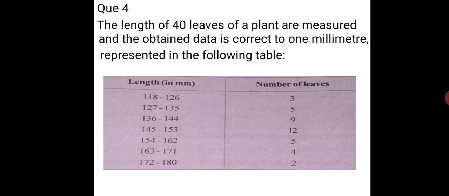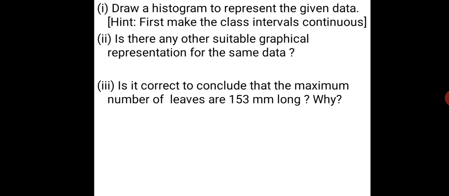The next will be continuous to that, so that will be 126.5 to 135.5. Like that we have to make the groups continuous first, and then we have to show it on the histogram. So the graph will be like this.